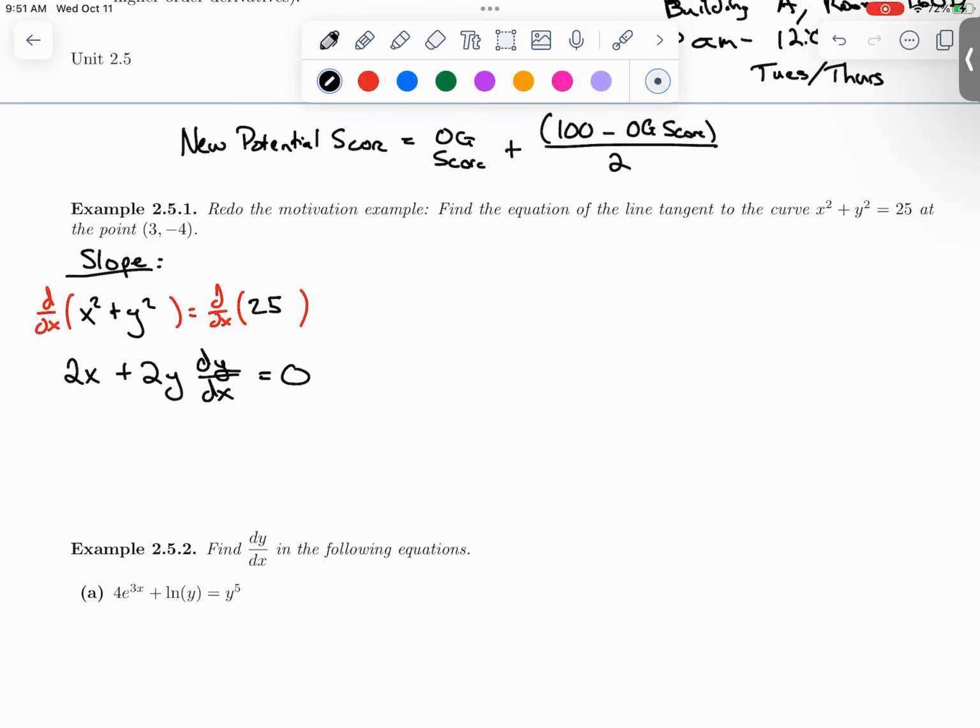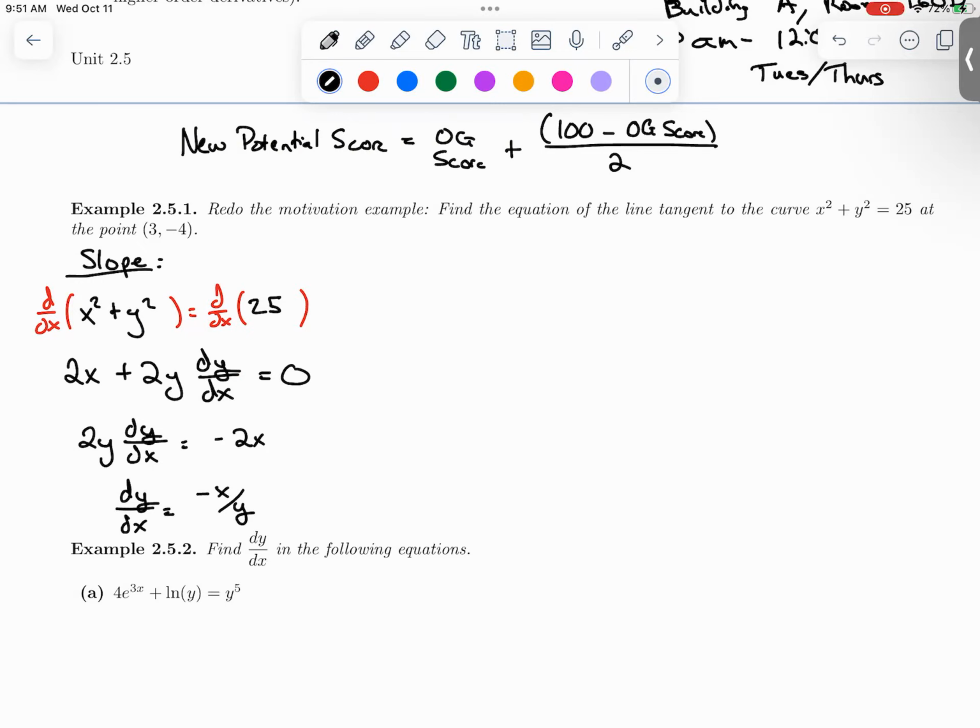So now that we've taken the derivative of both sides of the equation, we want to isolate the dy dx terms from the non-dy dx terms. So minus 2x, exactly right. We get 2y dy dx is equal to negative 2x. So that means the dy dx is equal to negative x over y. A pretty nice derivative, actually.